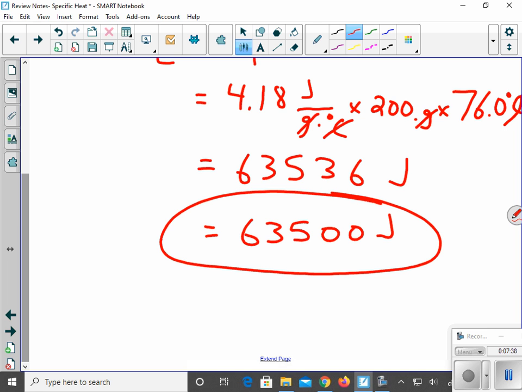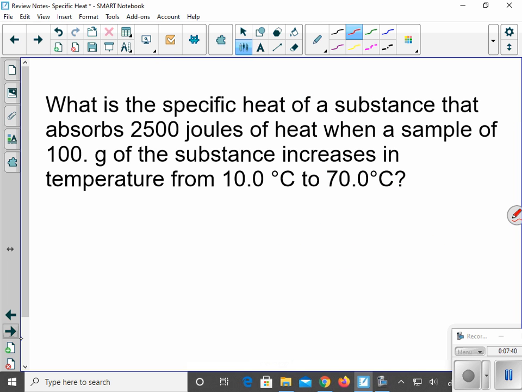We've done that before. Now here, go ahead, not this one, not this one. Yeah, this one. Go ahead and copy this one down because this is a little bit different. We're going to have to manipulate our equation. What is the specific heat of a substance that absorbs 2,500 joules of heat when a sample of 100 grams of the substance increases in temperature from 10 degrees Celsius to 70 degrees Celsius?